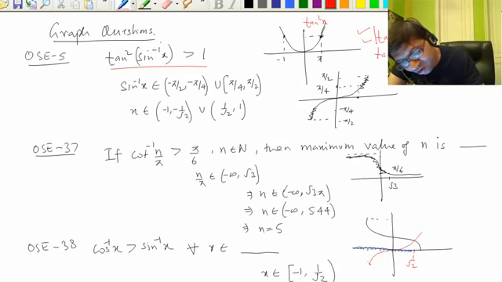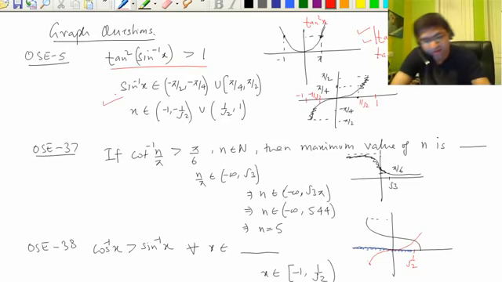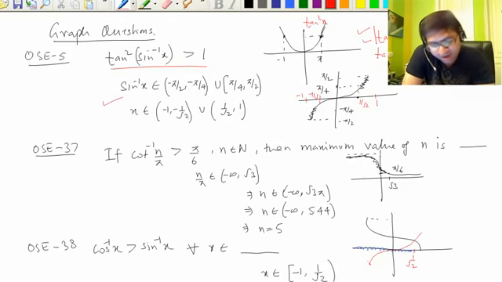So tan square of a value is greater than 1, so this value should be outside minus pi by 4 and pi by 4. And look at the graph of sin inverse x: outside minus pi by 4 and pi by 4 is something which is outside, like 1 by root 2 to 1, and this is minus 1 to minus 1 by root 2, right? This gives the graph of tan square x, and we combined it with the graph of sin inverse x.